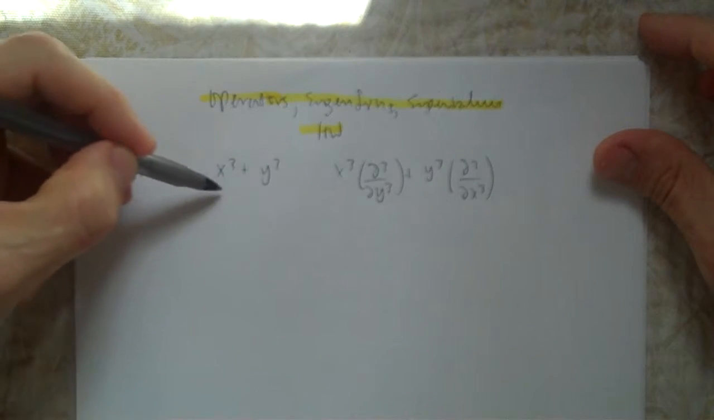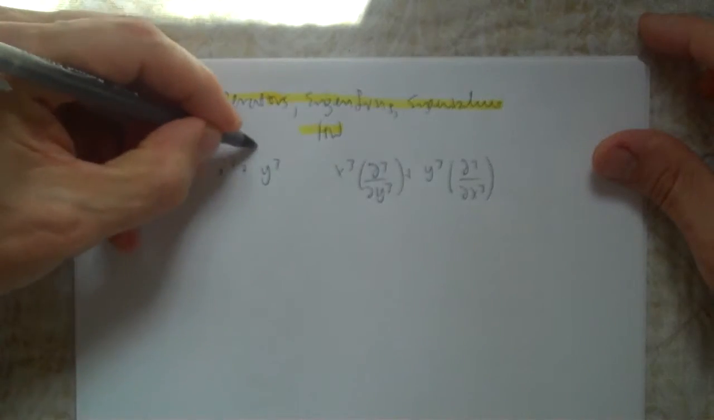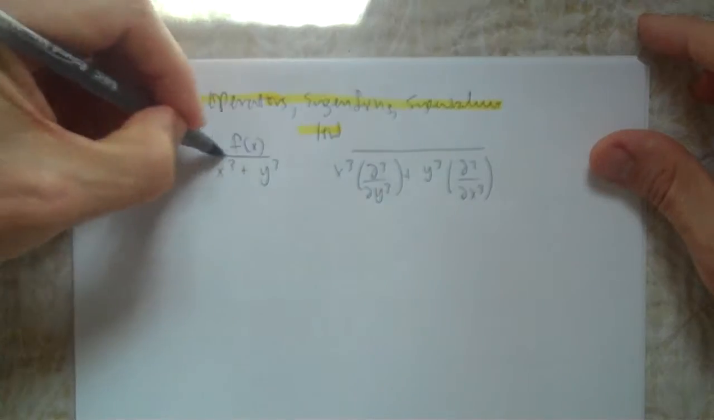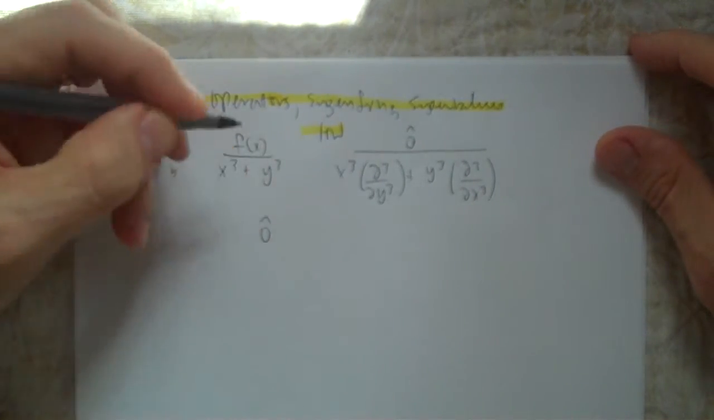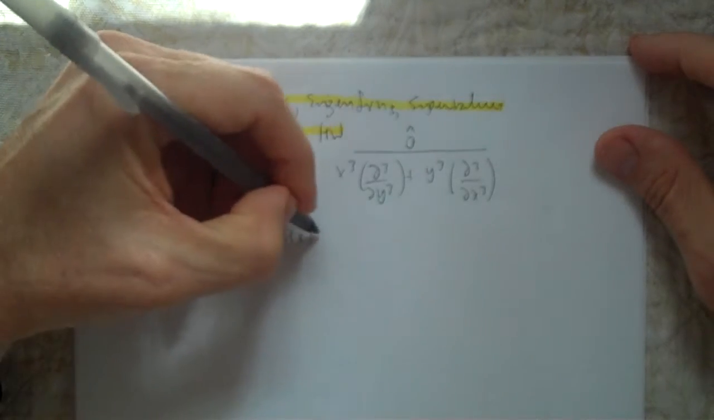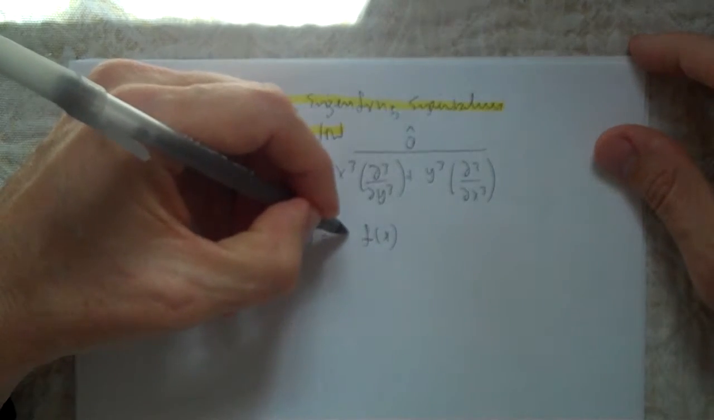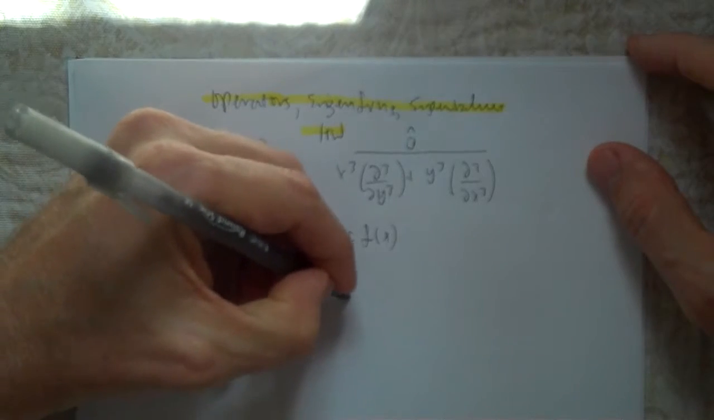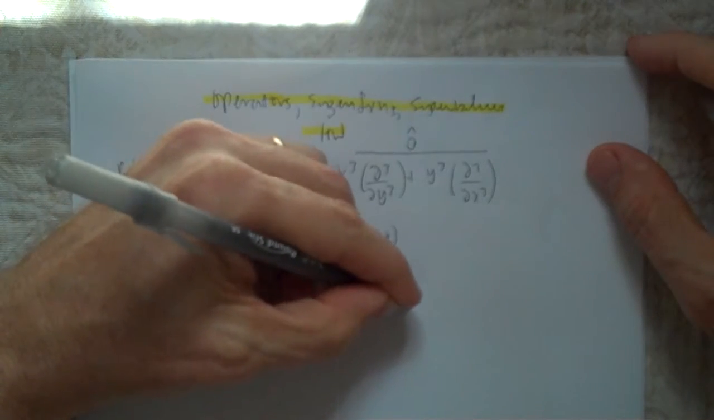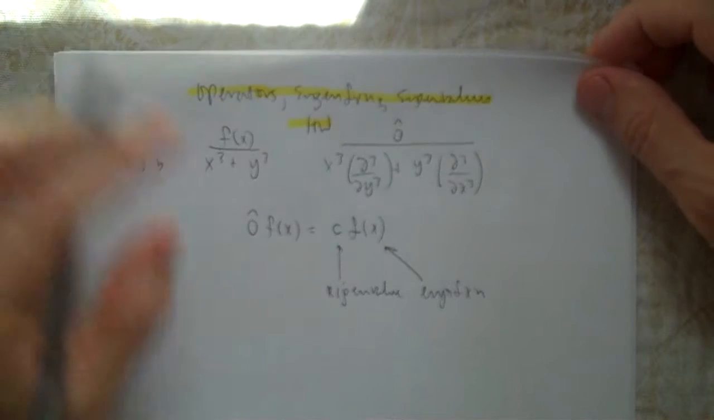The question stem tells us that this first column is the function, and this is the operator, which I'm going to write as O caret. Remember, we did O caret of f of x. If we get f of x times some constant, let's call it c, then this is the eigenvalue, and this is an eigenfunction. How do you spell eigenfunction?